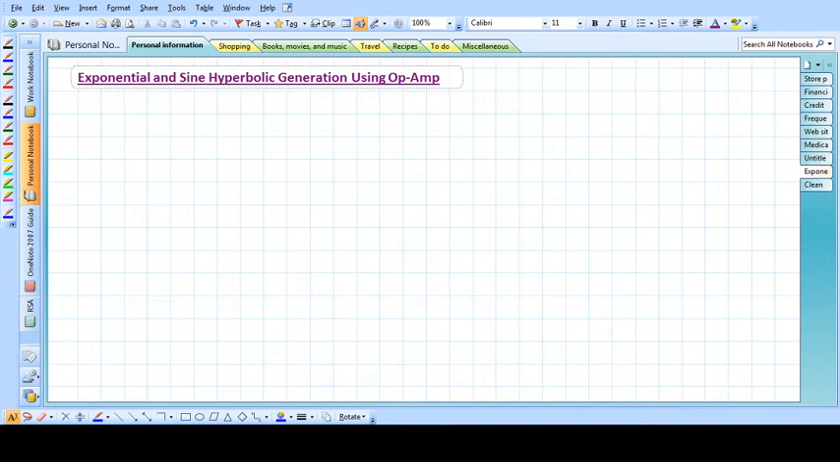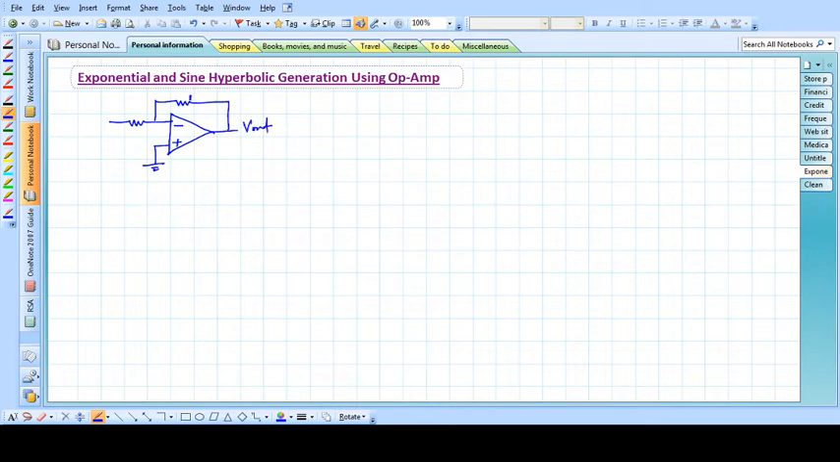Hello everyone. In this lecture, we will try to cover exponential and sine hyperbolic function generation using op-amp. We will use a simple concept of operational amplifier for the generation of exponential and sine hyperbolic functions. In this one, we will use the simple non-inverting amplifier concept. So I am just making the circuit.